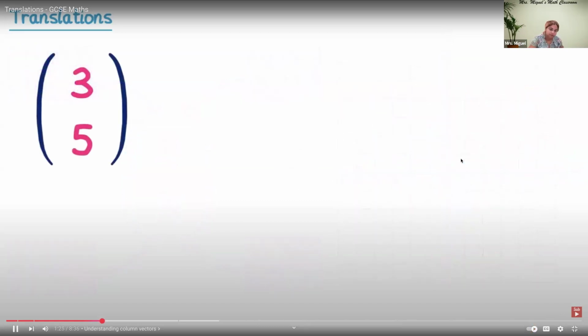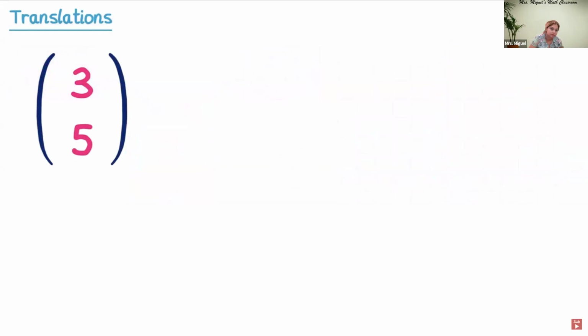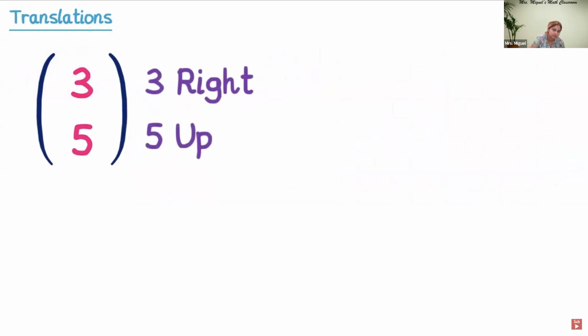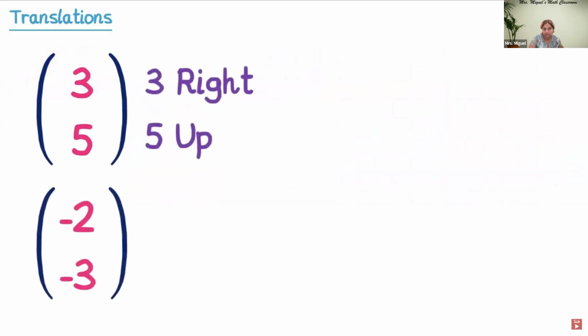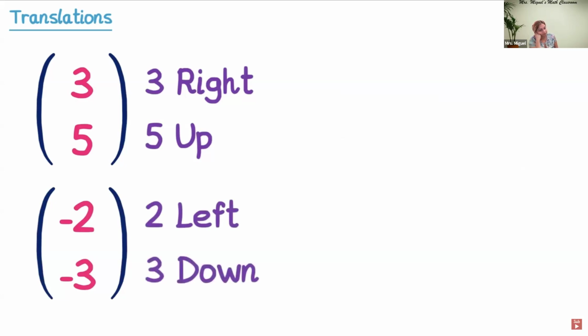Let's have a look at some different vectors. We already said that this one was 3 to the right and 5 up. But what about this vector here? The top number tells us to move left or right, and since this one's negative, it will mean left. So this -2 means 2 to the left. The bottom number tells us to move up or down, and it's negative, so this means down. So this is 3 down. So this vector would tell you to move a shape 2 to the left and 3 down.